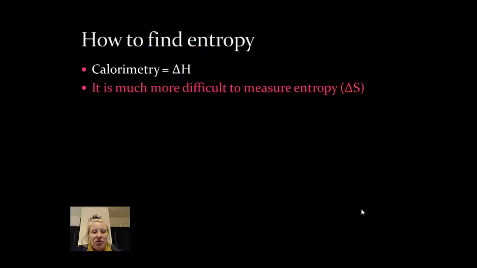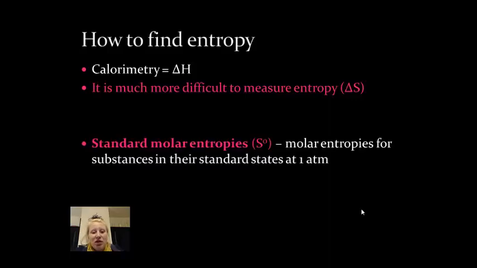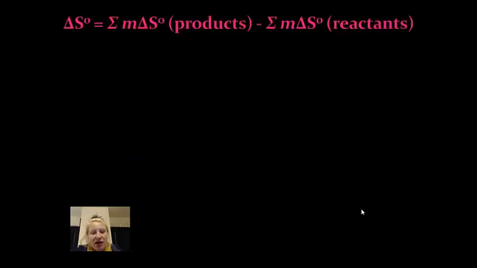So how do we find entropy? Well, it was really easy to find enthalpy using calorimetry. It's much more difficult to measure entropy. So to do this, we're going to use standard molar entropies, which are very similar to standard enthalpies of formation. Standard molar entropies are the molar entropies for substances in their standard states at 1 atmosphere. And this formula should look familiar because it's the same thing as Hess's law, except that now to find the change in entropy, you are going to take the sum of the moles times the entropy of the products minus the sum of the moles times the entropy of the reactants.